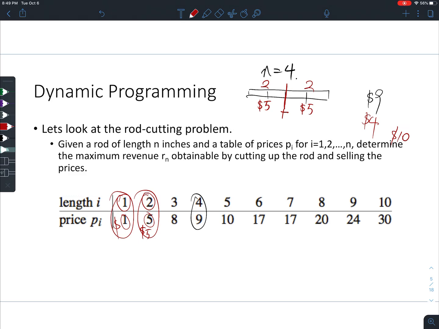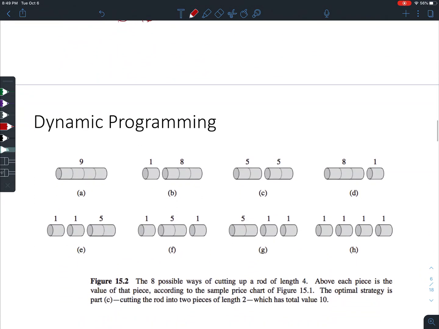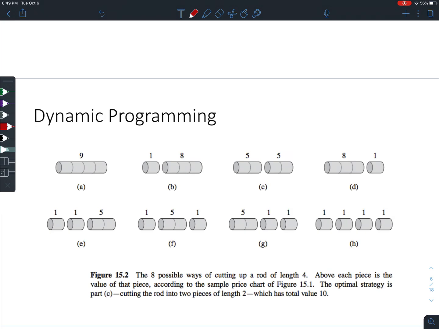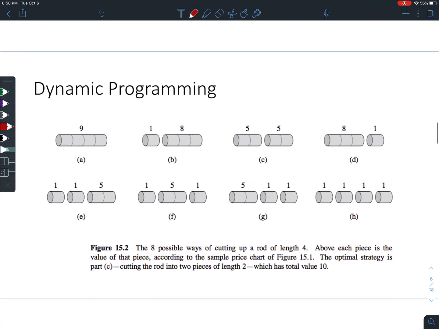Some of you may say, let's try all the possible ways to cut the rod and check, for each way, how much money we can make, and then we will be able to find the best solution, right? Yes, this way is definitely going to work. It will help you find the best way to cut a rod. So let's look at how many different possibilities there are for cutting a rod of length 4. I'm just going to show you all the options.